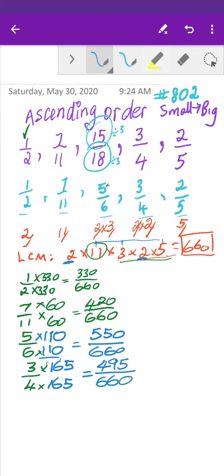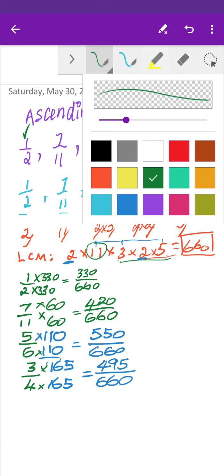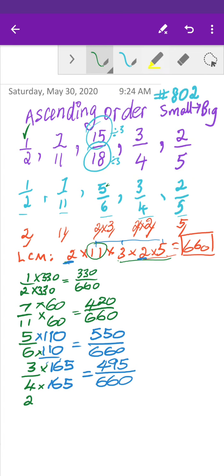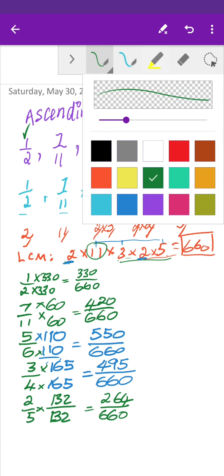And finally, 2/5. I'm going to multiply 2/5 by 132, because 132 times 5 is 660, and 132 times 2 is 264. All right. Now look at each fraction and make the choice which one's the smallest.